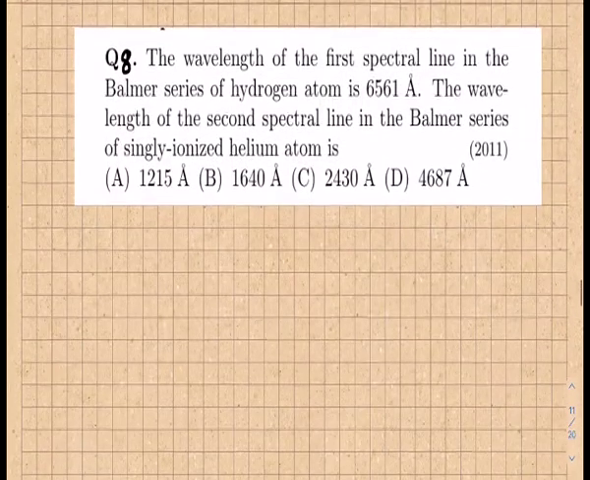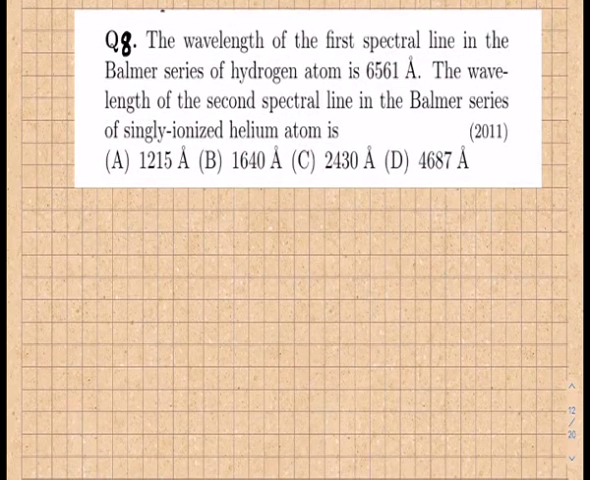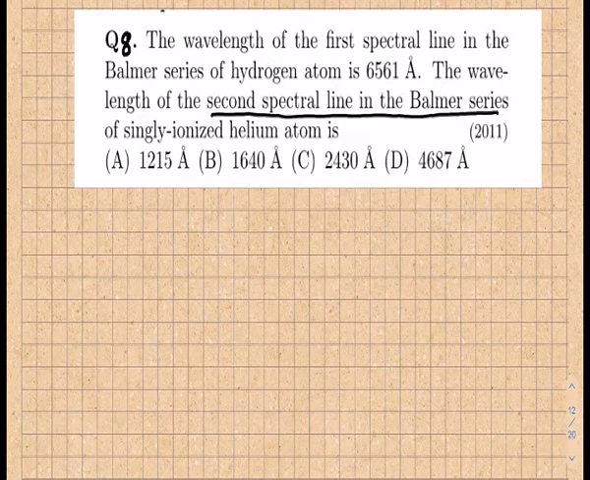Okay, now let us do this problem, which I think is from atomic physics, the Bohr model. The wavelength of the first spectral line in the Balmer series of the hydrogen atom is 6561 angstrom. The wavelength of the second spectral line in the Balmer series of singly ionized helium atom is what? So this is what you have to find out. Okay, let us do it.